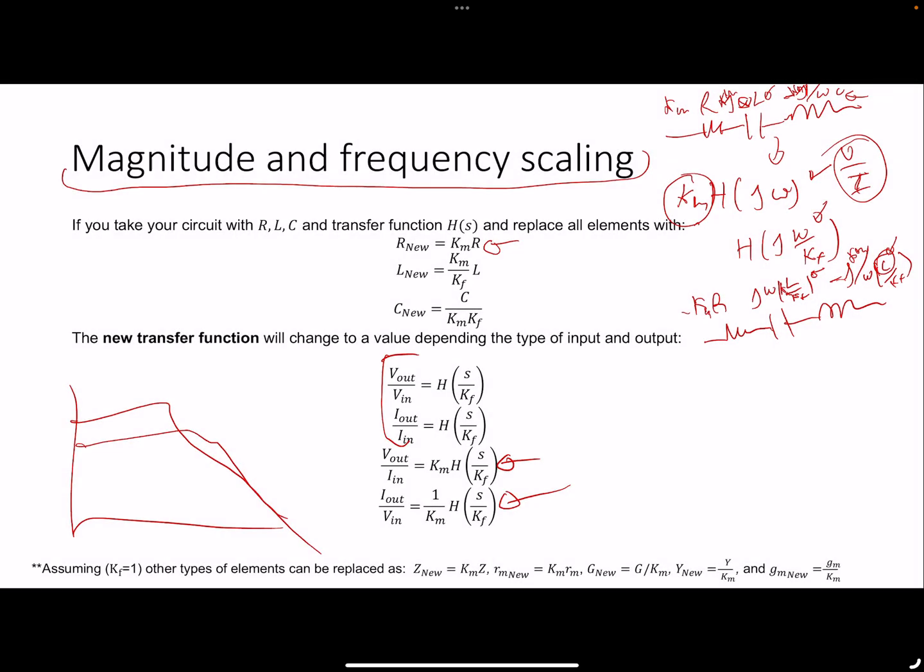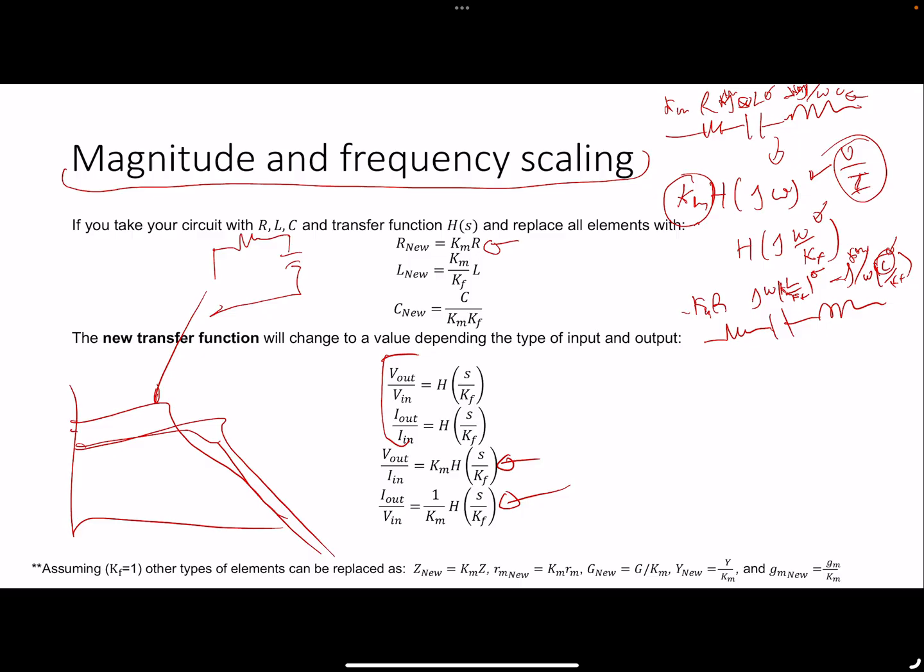So I can tell you that this circuit has such and such transfer function, and I frequency and magnitude scale it, and I got this. What is my new R and what is my new C? So first you have to figure out from the plots what Km and Kf is. Once you figure out what Km and Kf is from the plots, then you just magnitude and frequency scale that circuit.